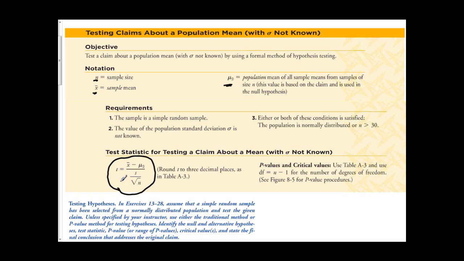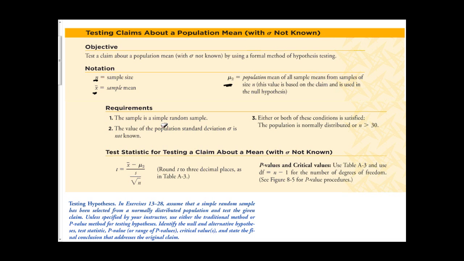So this is the distinction between the last section and this section: in this section we're using a t test statistic, and in the last section we used a z test statistic. Now, the p-values are going to be found by either using table A3, which is the t distribution with n minus 1 degrees of freedom, or we can use the TI-83 calculator. And I think we're going to opt to use the TI-83 calculator, okay? All right, so let's take a look at two examples here.